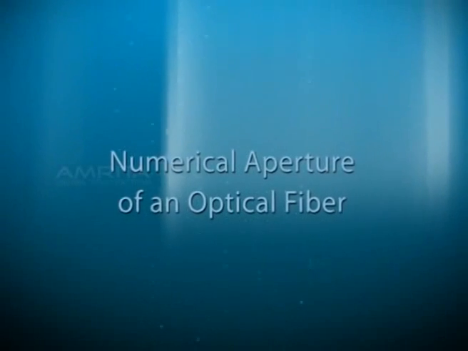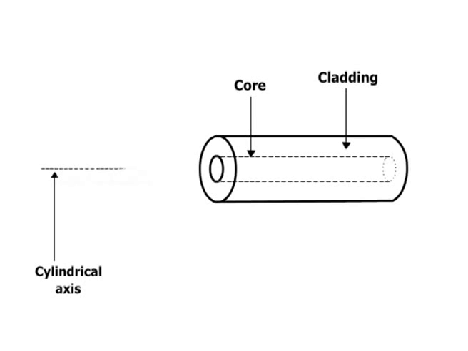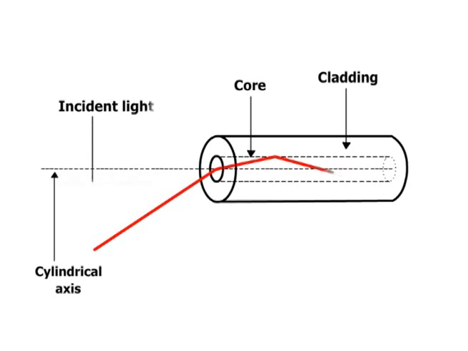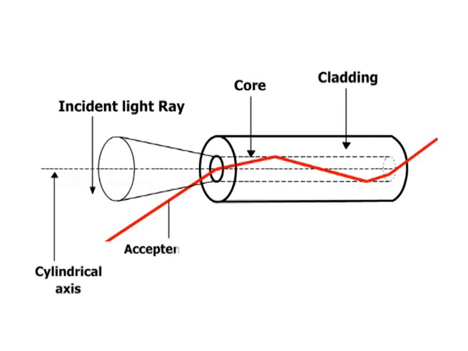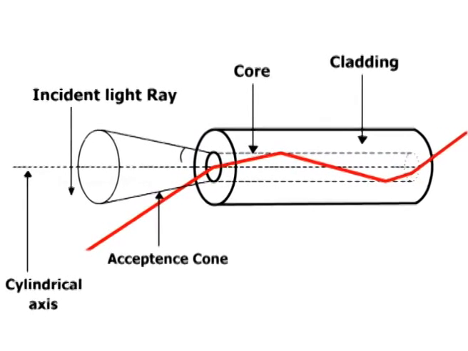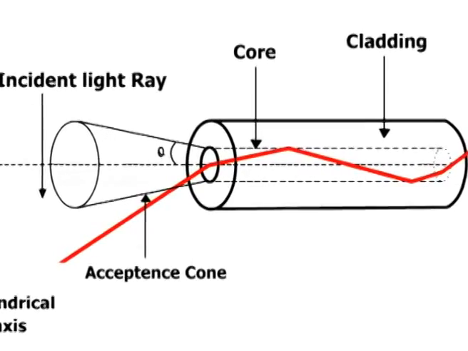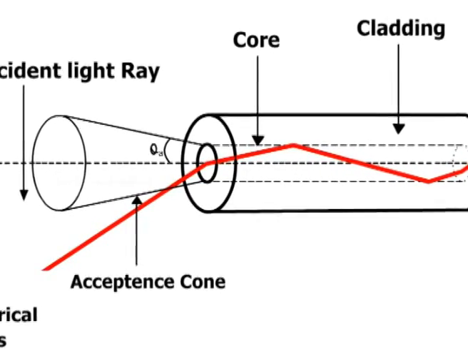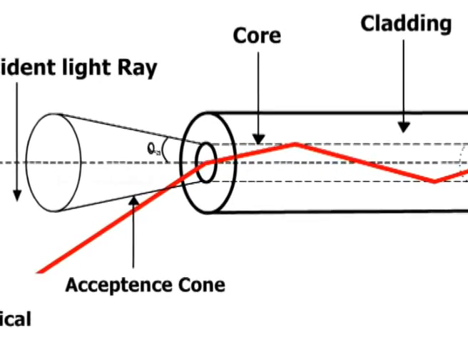aperture of an optical fiber. It is a measure of how much light can be collected by an optical system, such as an optical fiber or a microscopic lens. The numerical aperture is related to the acceptance angle theta A, which indicates the size of a cone of light that can be accepted by the fiber.